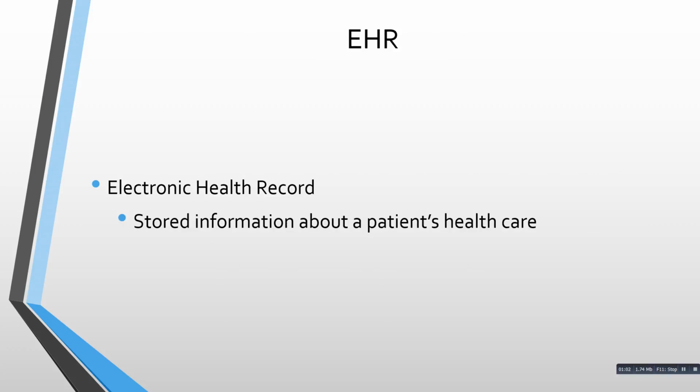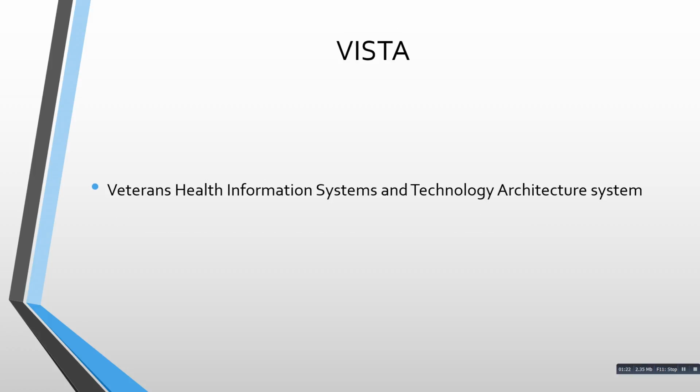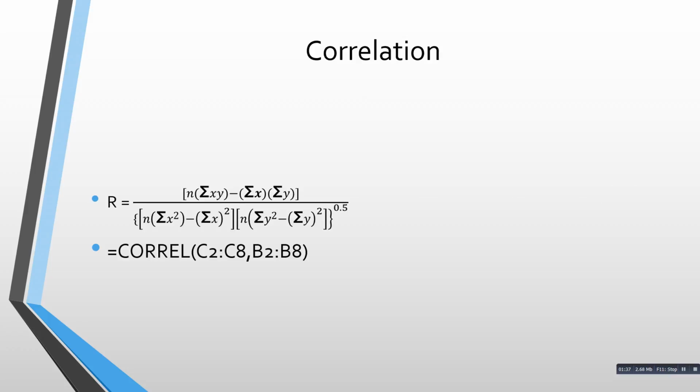So EHR is an electronic health record, and it's stored information about a patient's healthcare. Basically, every time a patient ever encounters healthcare, that's going to be put into an electronic health record. An example of an electronic health record, which we will learn during this lecture, is VISTA, which stands for Veterans Health Information Systems and Technology Architecture System. That's just another form of an EHR, an electronic health record used in healthcare facilities.